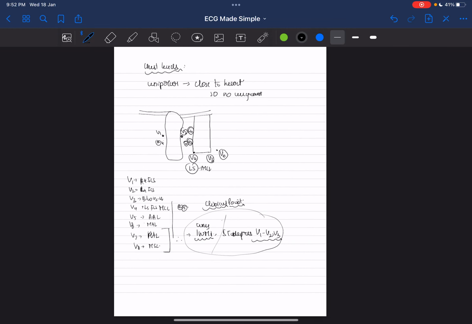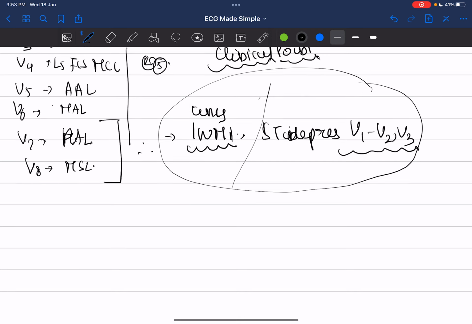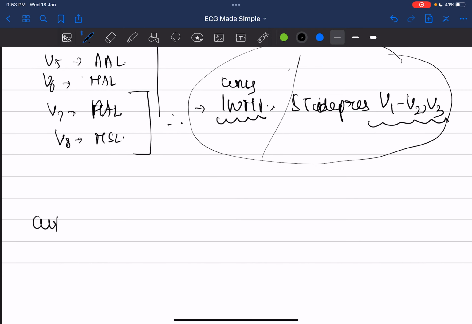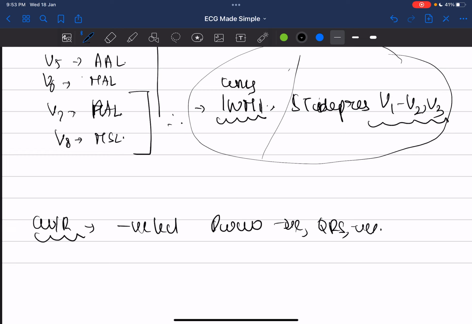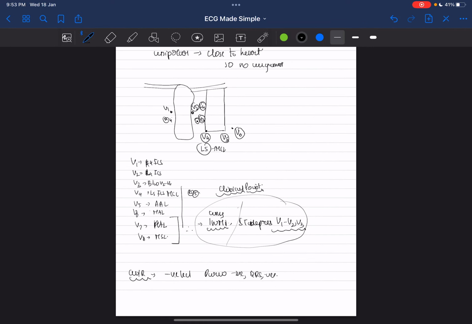So, the importance of lead AVR. AVR is always a completely negative lead. So the P wave should be negative and the QRS should be negative. If it is positive, then we have to think there is something abnormal in that ECG. So this is not always positive.